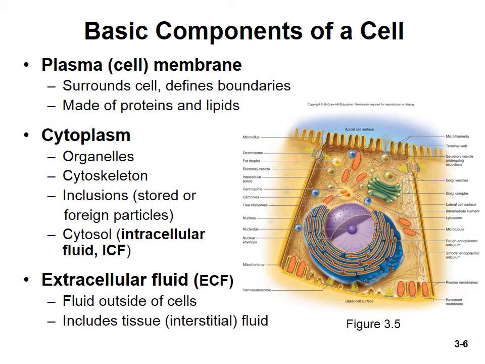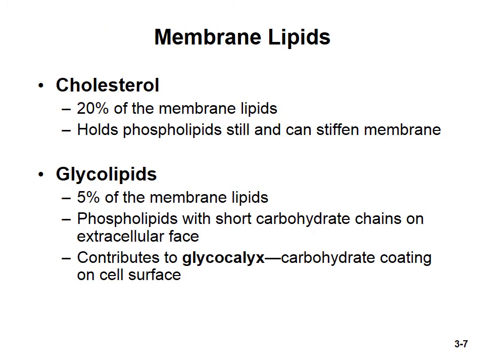You also have lymphatic fluid that's produced in your lymphatic system. And of course you have blood plasma, which is part of the fluid outside of the cells as well. Another name for it is interstitial fluid.